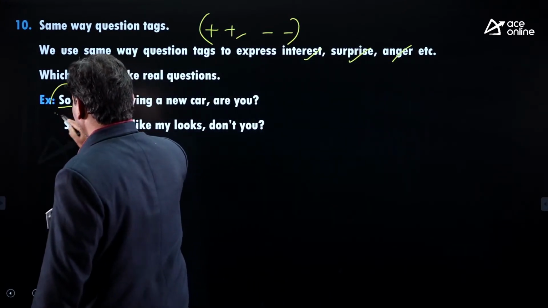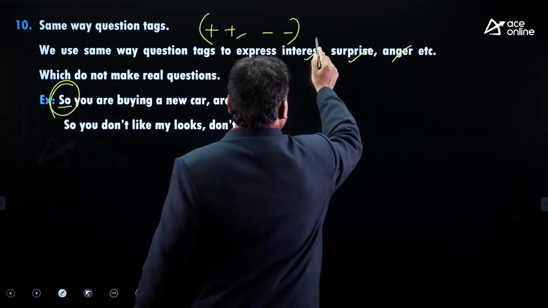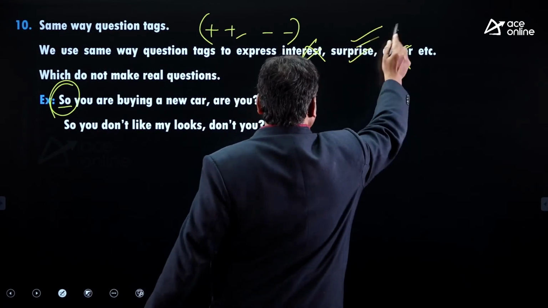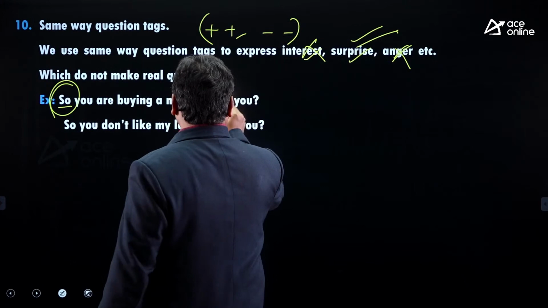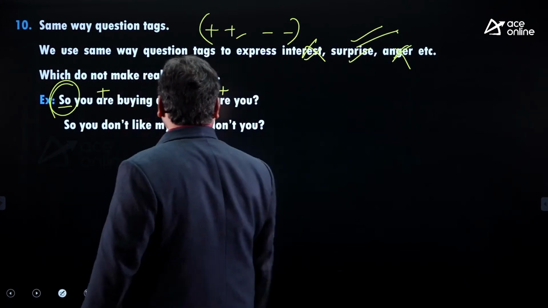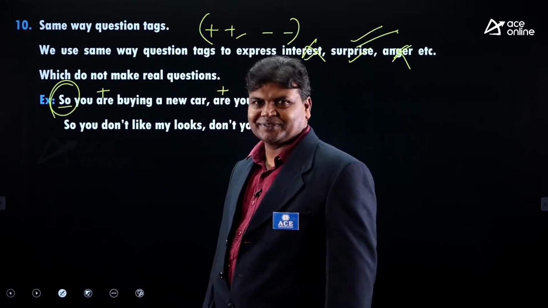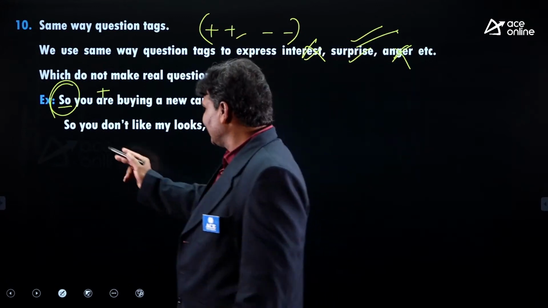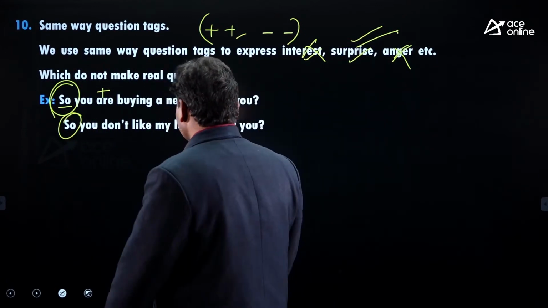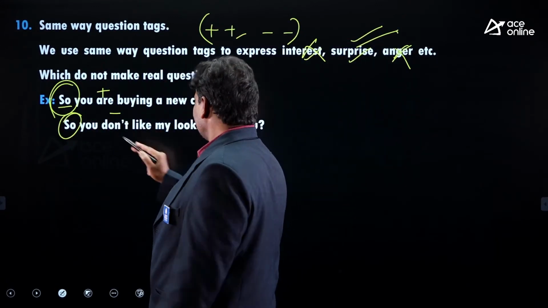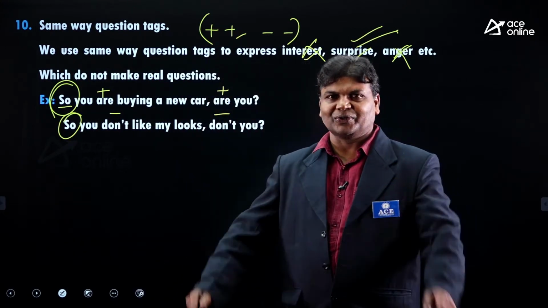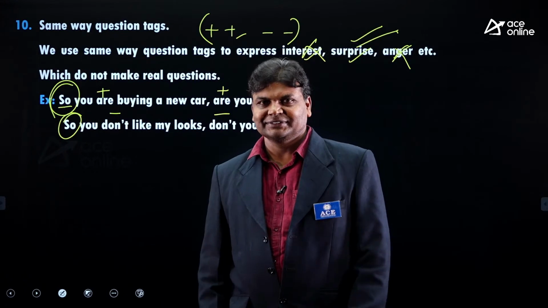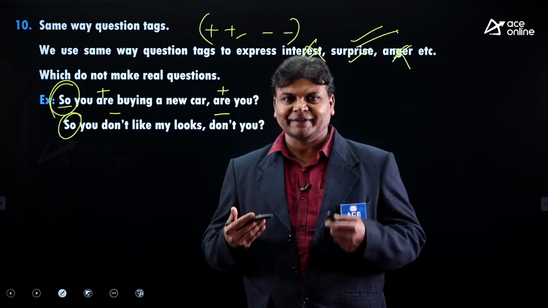So, surprise. I'm not going to take this one, but I'll take it as surprise. So, you are buying a new car. Are you? Positive, positive. So, you don't like my looks, do you? Negative, negative, students. So, you don't like my looks. So sometimes surprise. Okay, right.